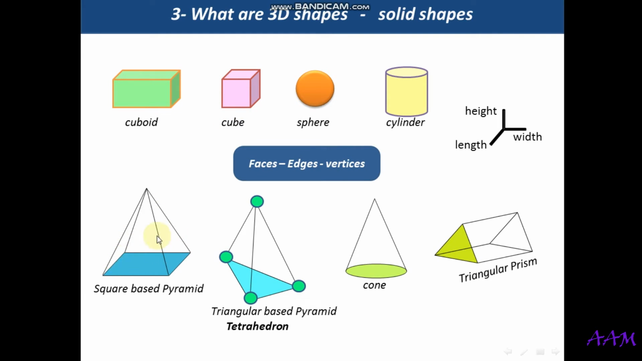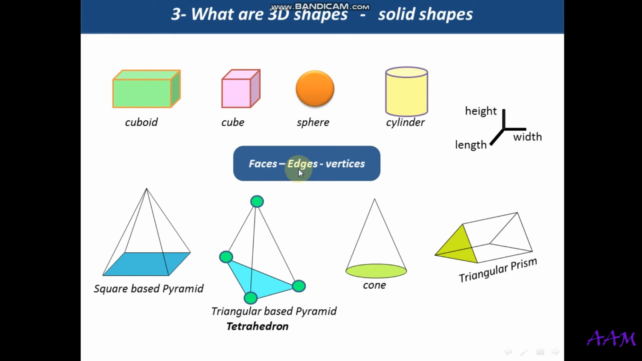How many faces does a square base pyramid have? 1, 2, 3, 4, 5. How many faces does this one have? 1, 2, 3, 4. How many faces does a cone have? Only 2. So you start with the face and the edge.